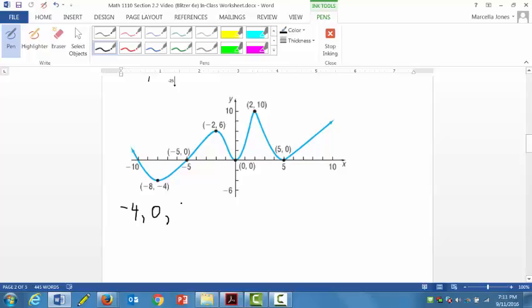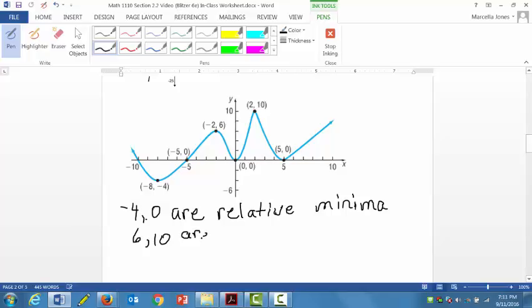All right, here I have a relative minimum of negative 4. Notice that when x is negative 4, I have a lowest point in a region. And also when x is equal to 0. But notice even though (0, 0) and (5, 0) are low points, it's the y value that's the relative minimum. So it's really just one relative minimum, and that's 0, even though it happens for two different x values.